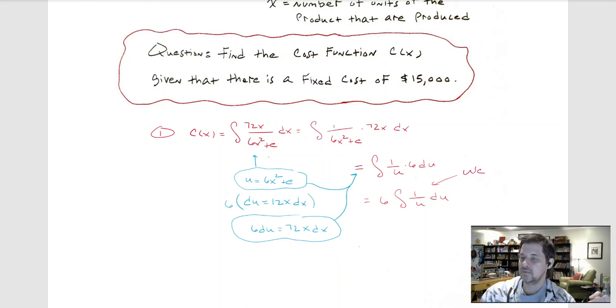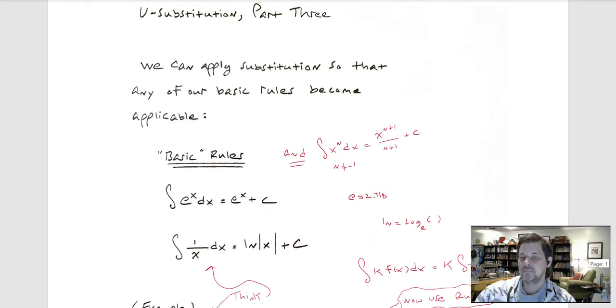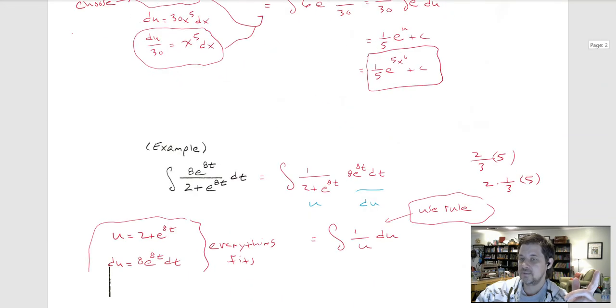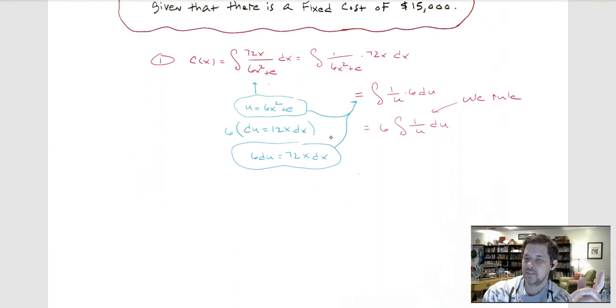Okay, so now we're going to use the rule. So what rule? Well, there was that rule up there at the beginning of the video where he said antiderivative 1 over x dx is natural log absolute value of x plus c. So let's see about that. I'll get 6 natural log absolute value of u plus c, because u is my variable at this stage, okay? And then u is 6x squared plus e. So 6 natural log absolute value 6x squared plus e, and then plus c.